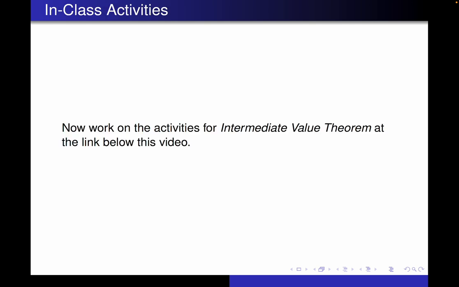So that's our theorem. The in-class activities are going to help you develop some of the intuition to understand the proof. Go ahead and work on those. When you feel like you understand those a little bit better, then you can dig into the next video, which gives a formal proof of the intermediate value theorem.